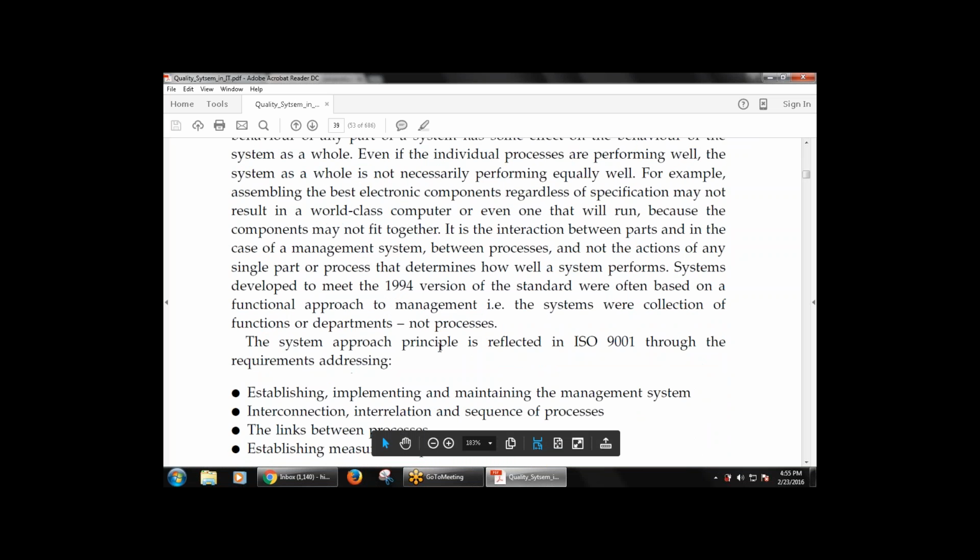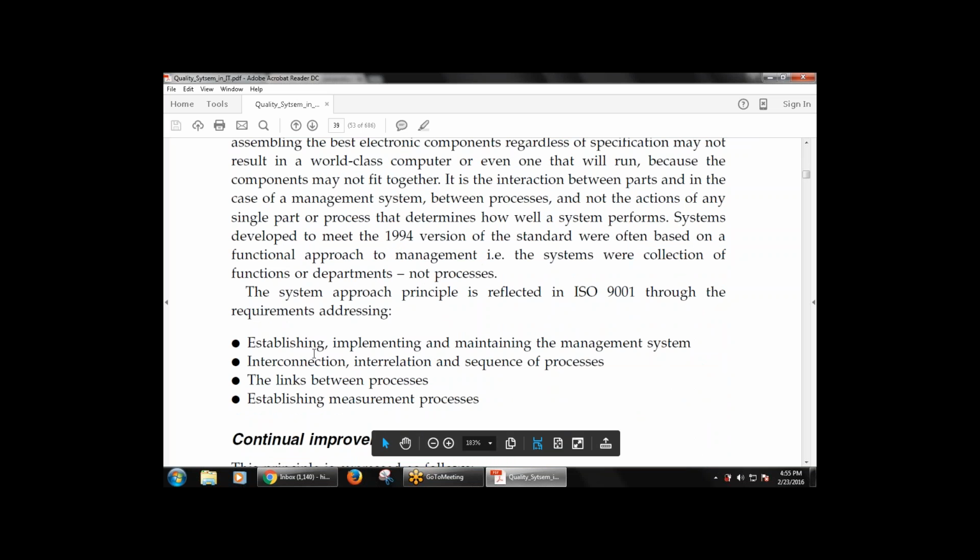So the system approach principle is reflected in the ISO through the requirement addressing. Now, what are the various requirements? So first of all, there is establishing, implementing, and maintaining the management system. This is one of the important requirements that is available. So first of all, establish, then implement and maintain the management system that is used in ISO 9001 standards.